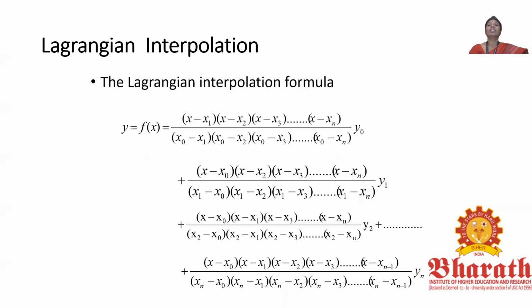So whatever subscript of y you are getting, that is y0, y1, the denominator will have the same thing. Here if it is y0, it starts with x0. Here it is y1, here it starts with x1. If it is y2, here it starts with x2. Here if it is yn, it starts with xn.